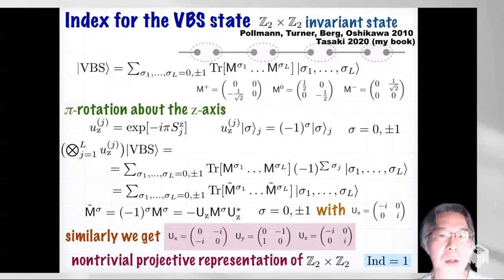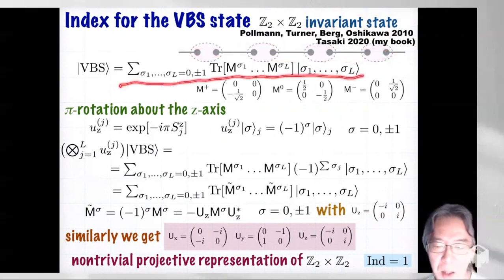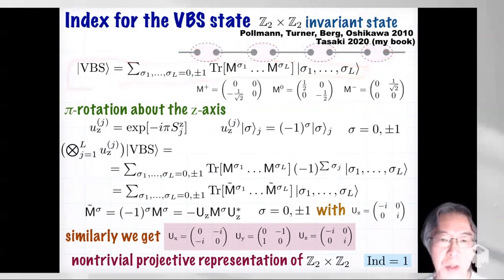Okay, so as an example, I take the AKLT state, which is the exact ground state of the AKLT Hamiltonian, and which is Z2 cross Z2 invariant. And this is a graphic representation of the state, and this is the matrix product representation of the state. These are matrices. Now, I consider one of the Z2 cross Z2 transformations, that is a pi rotation about the z-axis.